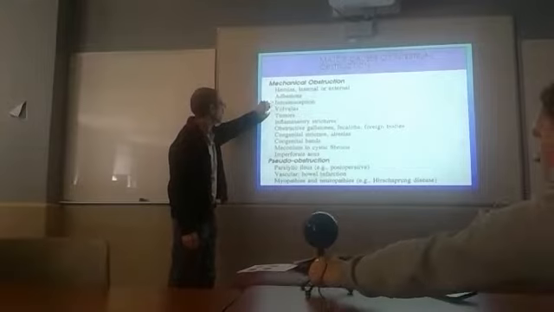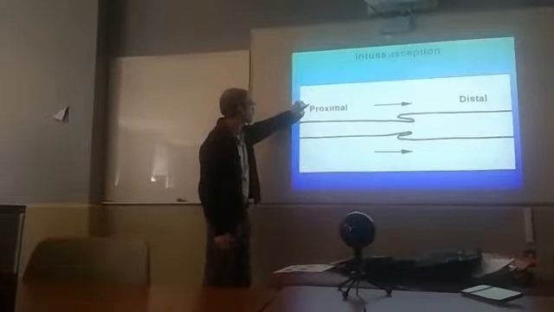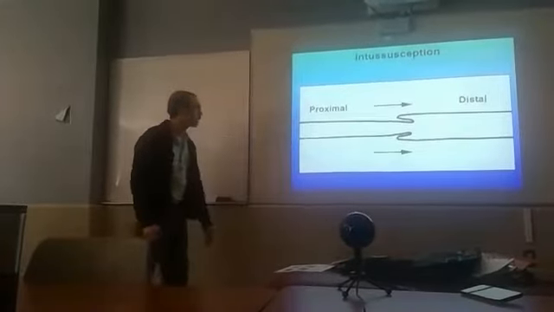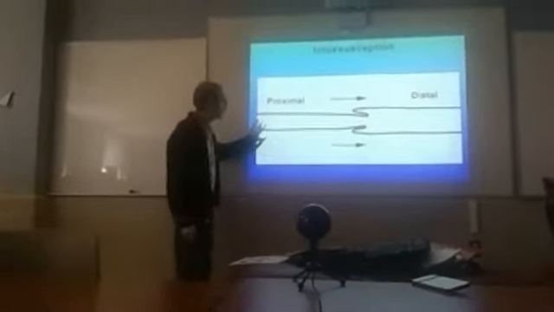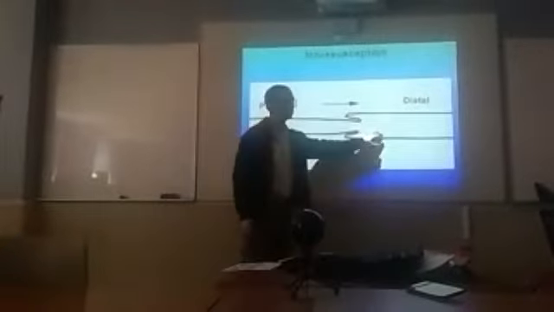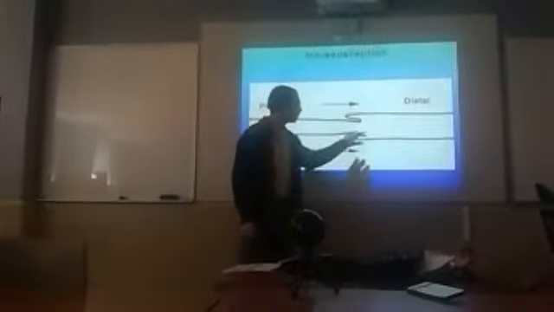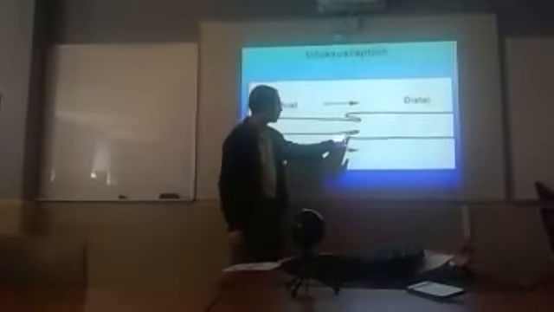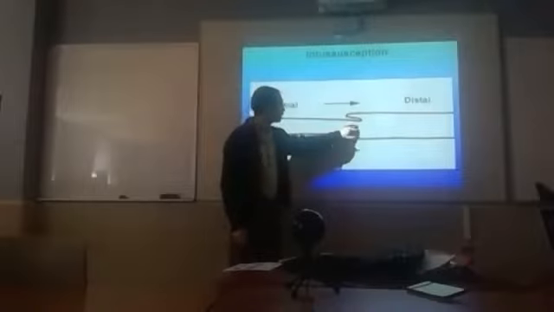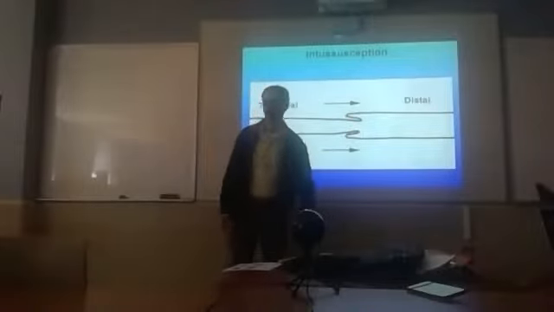Next thing we're going to look at is intussusception. Intussusception is a pattern of invagination where a proximal segment of bowel literally telescopes into a distal segment of bowel. Now, this causes a couple of problems. First of all, it cuts off the blood supply of the bowel, so that can cause gangrene. The second thing is it does cause a bowel obstruction.